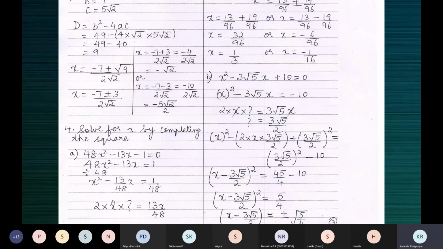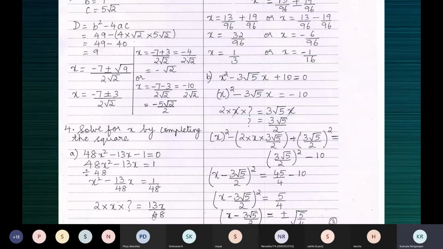Yeah, children. So I was telling you that this is our p square term. This is our minus 2pq term. So this one has 2, p, which is x, and q, which we don't know in it. And this makes 13x by 48. So x and x on either side will get cancelled. So this 2 will come for division here. So that q term is 13 by 96 because x and x will get cancelled.